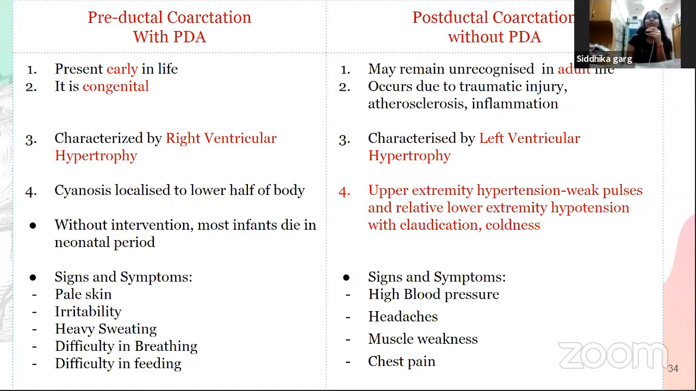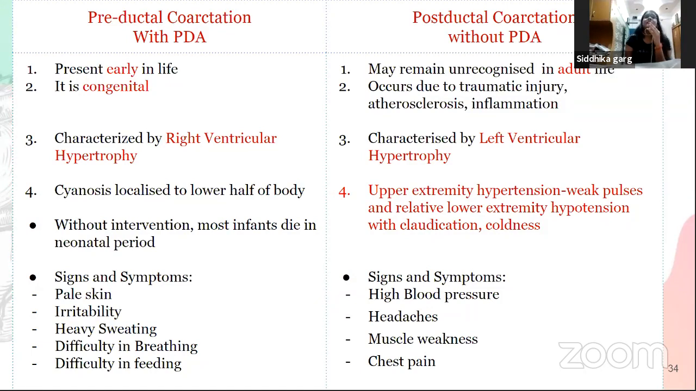Yeah, now we have two conditions in this. Preductal coarctation with PDA and postductal coarctation without PDA. Here, duct means ductus arteriosus. Preductal means before the end of the ductus arteriosus, meaning coarctation occurs before the end of the ductus arteriosus. This occurs due to hypoplastic formation of the aorta during the embryogenic period, which is due to less blood flow to the left side of the heart during the embryonic period.